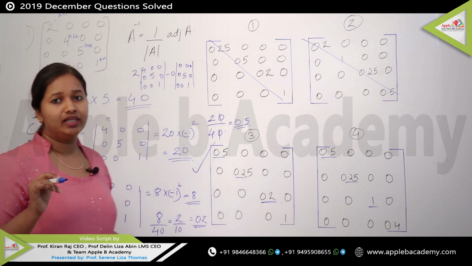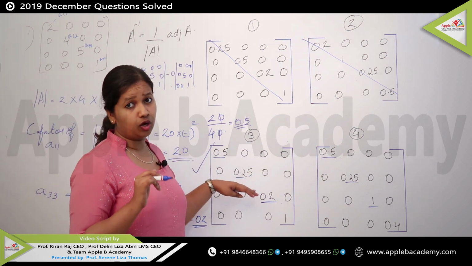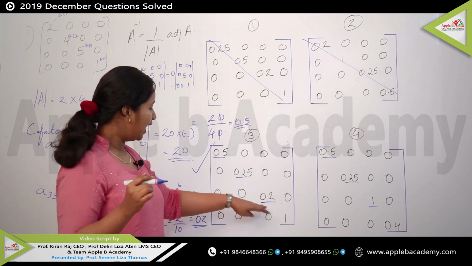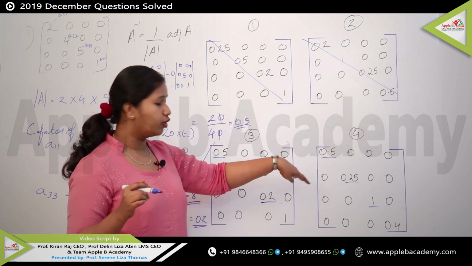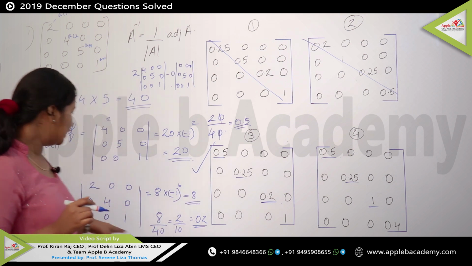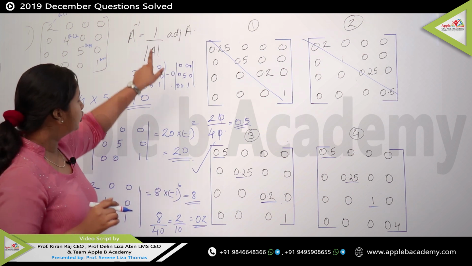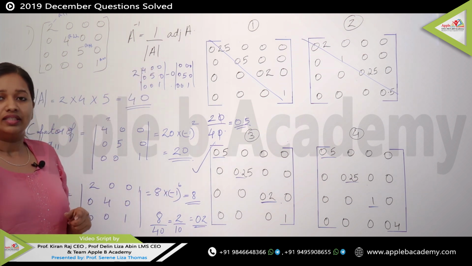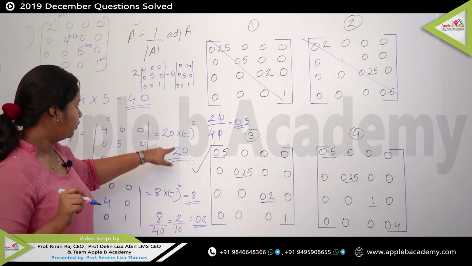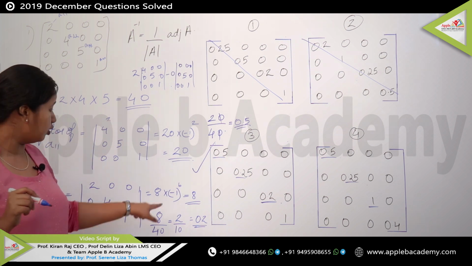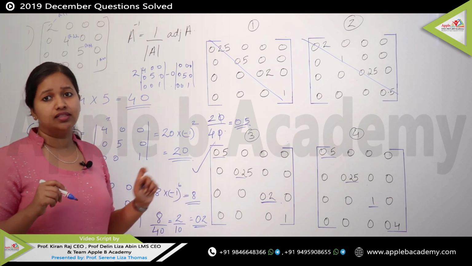We have got A11 as 0.5. A22 is the same for both options 3 and 4. Now looking at A33, there is a difference between options 3 and 4. While checking the cofactor of A33, you get 8 as the cofactor. For the inverse, you need to divide the adjoint of A by the determinant of A. Dividing the cofactor by the determinant, which is 40, you get 0.2. So you can confirm that the answer is option 3.